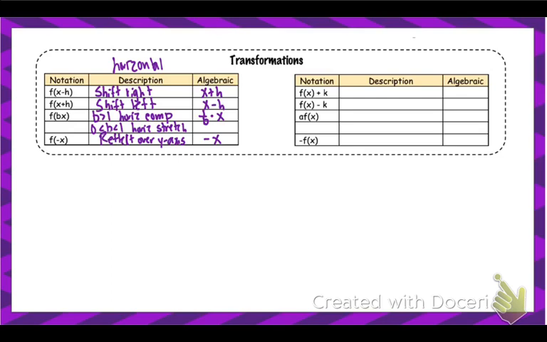Everything over here in the right box, these are all your vertical changes. So again, everything that's happening outside of the f of x, okay? You're actually applying it to the y-coordinate. These are all changes to the y-coordinate. This is a shift up. This is a shift down. This is a vertical stretch. Whoops, assuming that a is greater than 1.